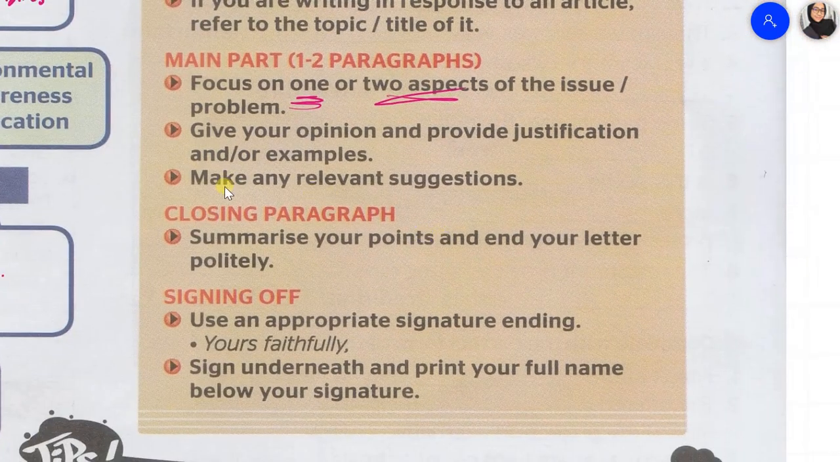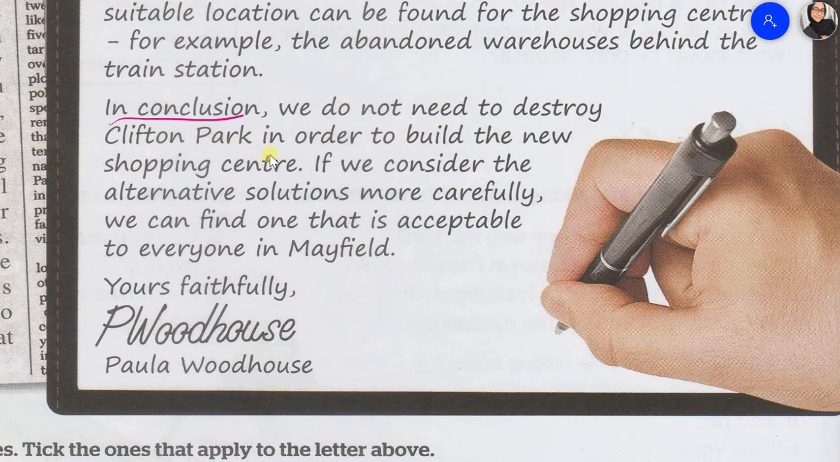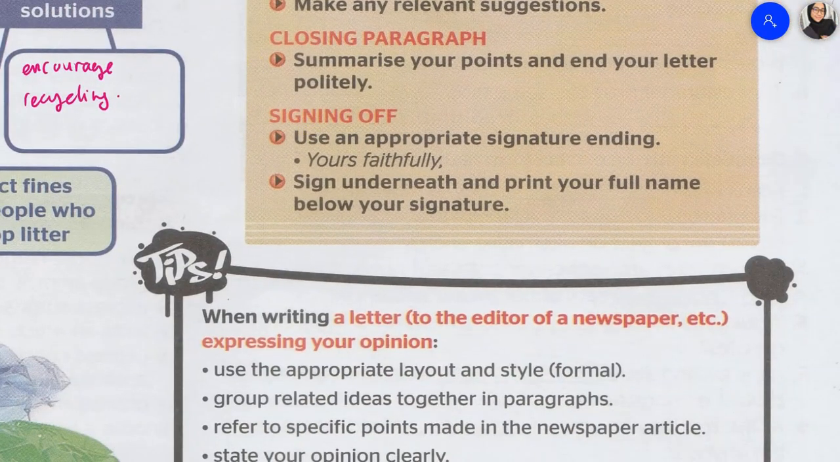And then next, you need to make any relevant suggestion. Like Paula, you can write like Paula. No need to be long, just a little is fine. And then the closing paragraph, the concluding paragraph. You need to summarize your points and end your letter politely. Look at Paula's example. In conclusion, we do not need to destroy Clifton Park in order to build the new shopping centre. If you consider the alternative solutions more carefully, we can find one that is acceptable to everyone in Mayfield. You can use this in your essay later, because it is quite general. And then sign off. Yours faithfully, your signature, and then your name under your signature.